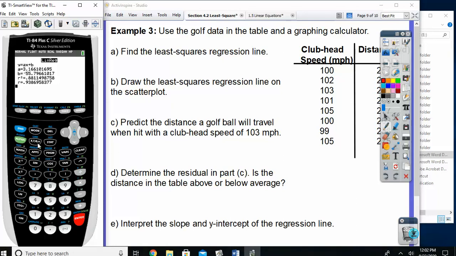Tells you at the top, this is y equals ax plus b. It gives you the a, it gives you the b. A is your slope, B is your y-intercept. It's the same thing we would have gotten had we worked it out by hand.